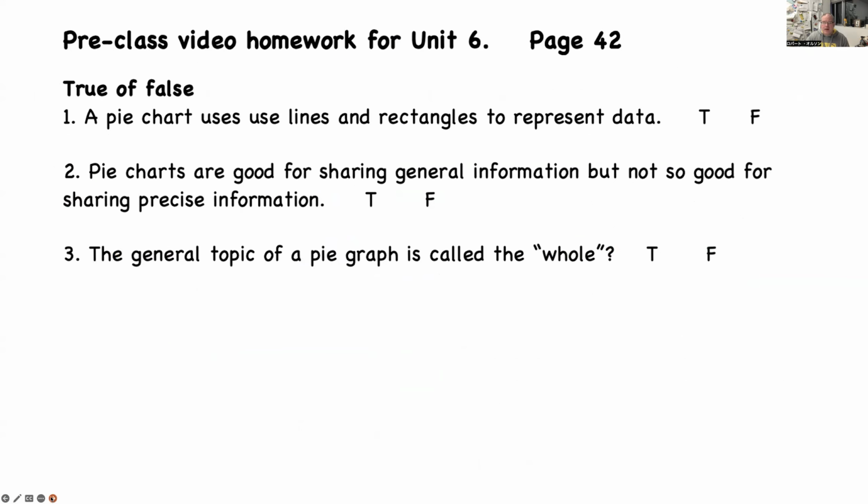Okay, now let's answer a couple of questions right now. True or false? Number one, a pie chart uses lines and rectangles to represent data. Number two, pie charts are good for sharing general information, but not so good for sharing precise information. And number three, the general topic of a pie graph is called the whole. True or false? 5 seconds, stop the video and answer your questions.